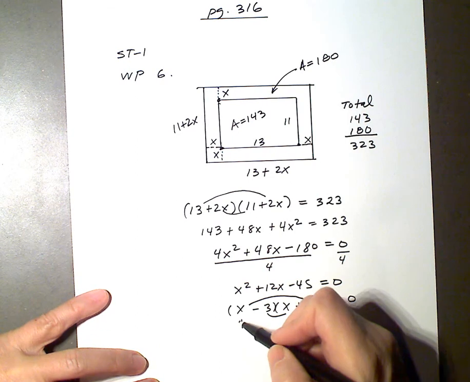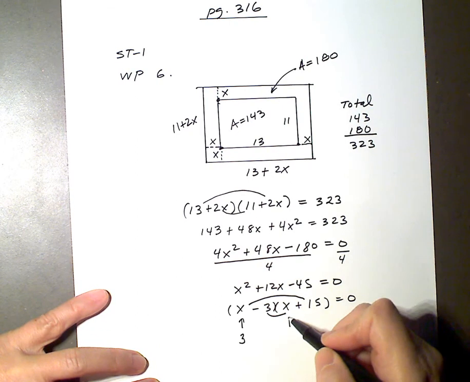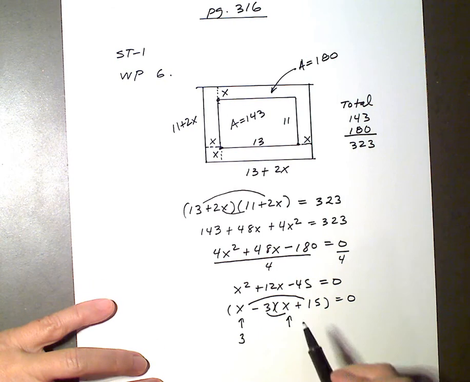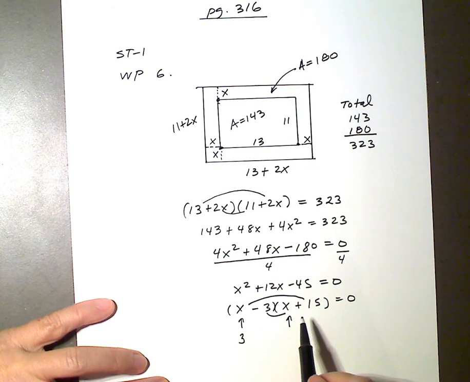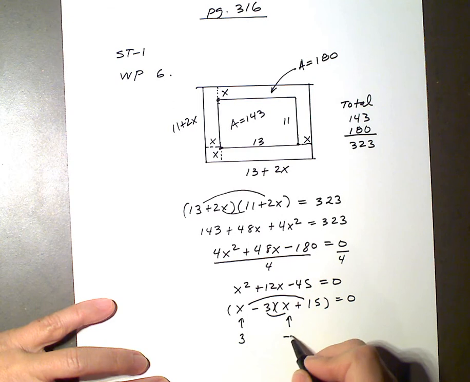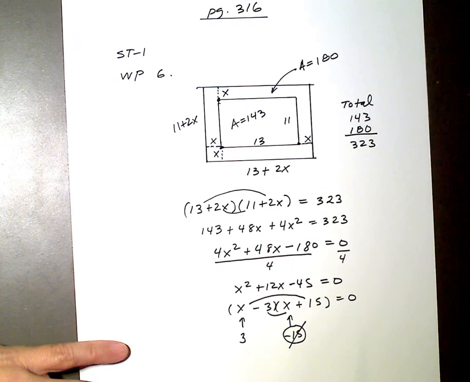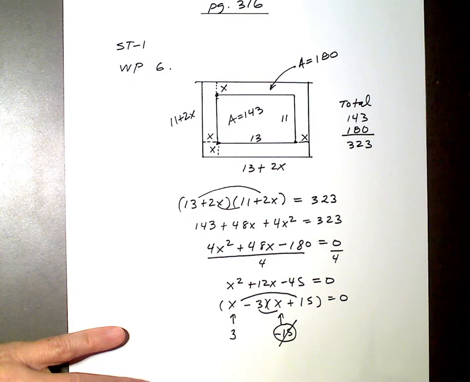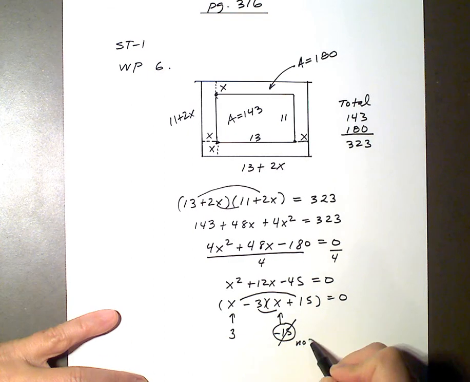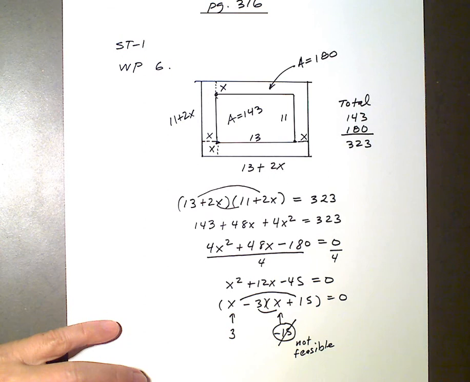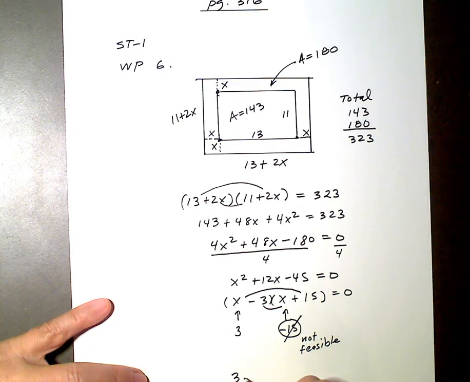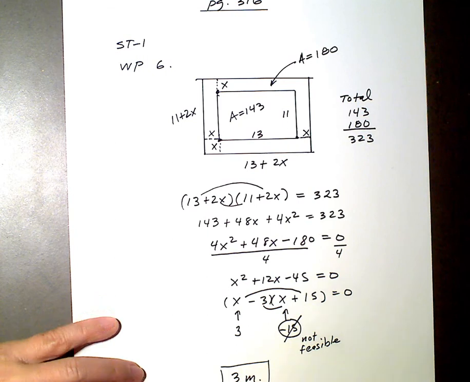So x is 3, so the walkway is 3 meters wide, or x is negative 15, which is not feasible, right, to have a negative dimension for a walkway, a negative width. So that's not feasible in the real world. So the answer would be that the walkway is 3, again, meters or feet wide. And that's it.